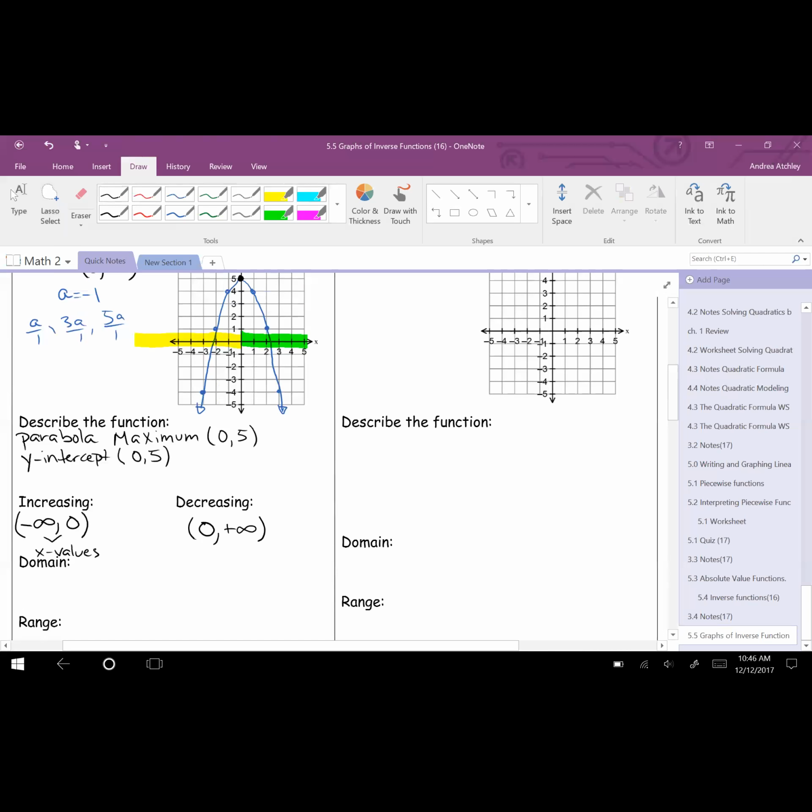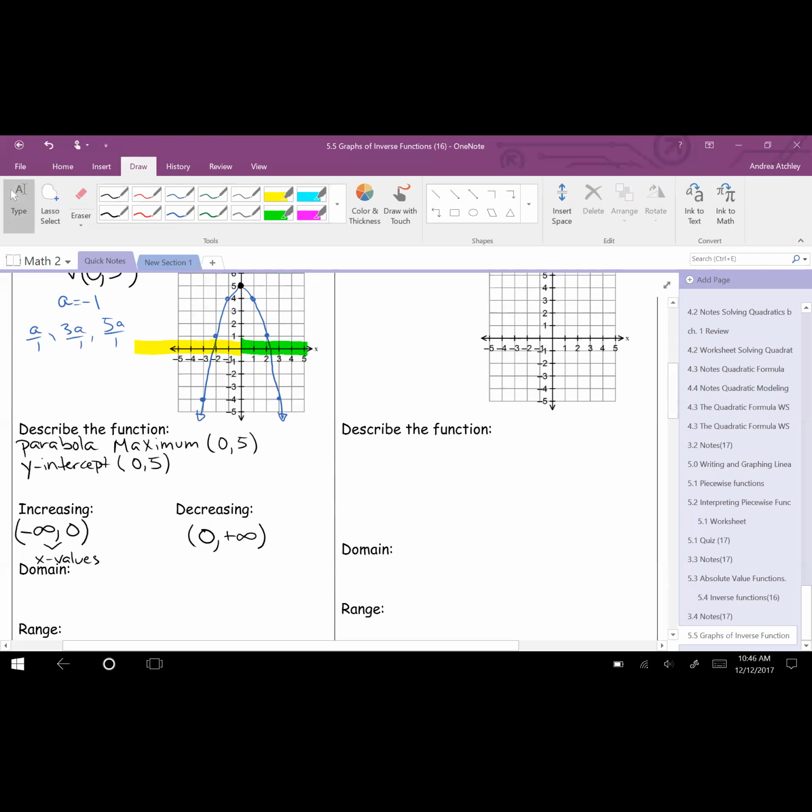Okay, domain. We're going to write this in interval notation. We're used to writing it with inequalities, like x is greater than 5 or -5 is less than x is less than 6. But we're going to talk about this in interval notation now, because as you go on to pre-cal, they'll use interval notation more often.